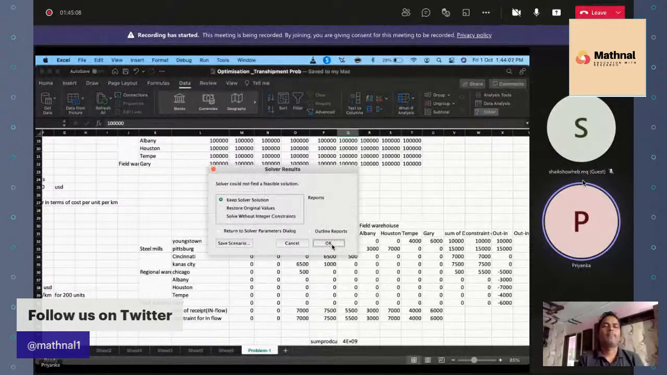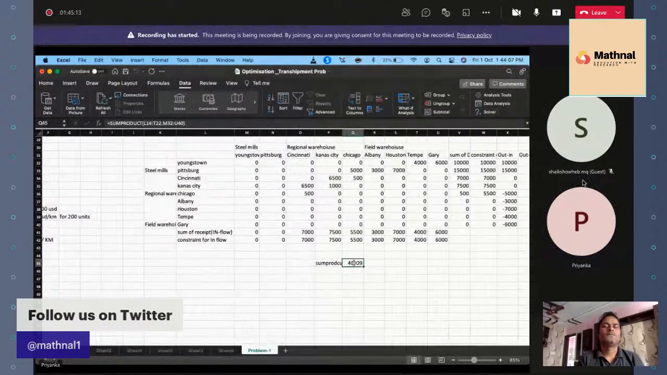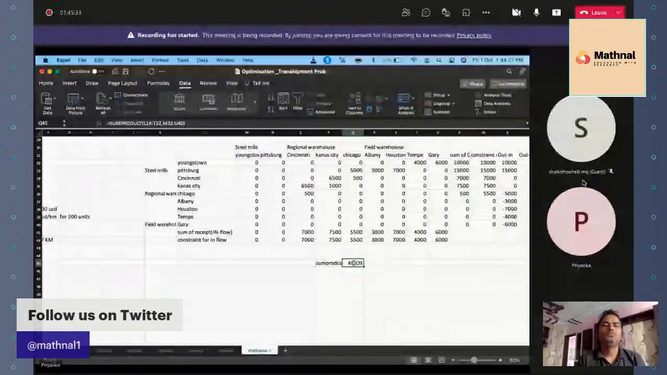Click OK. Okay. So it's not giving us a solution. To make that 1,000, it is not giving the right solution because it is going to Tempe and Gary. So Tempe and Gary should not go. We should go to Cincinnati, Kansas, Chicago, or Albany. We should not go to Houston, Tempe, and Gary.